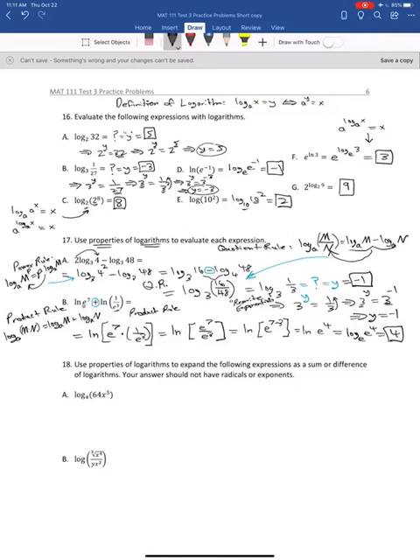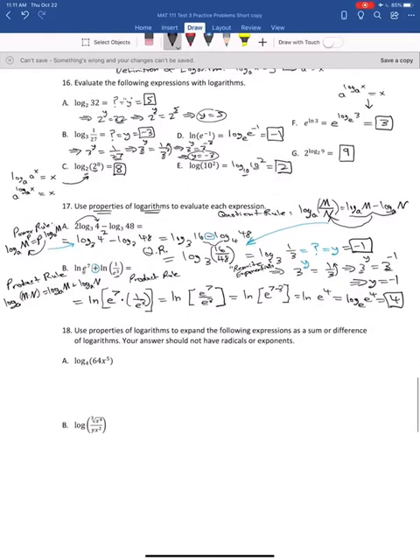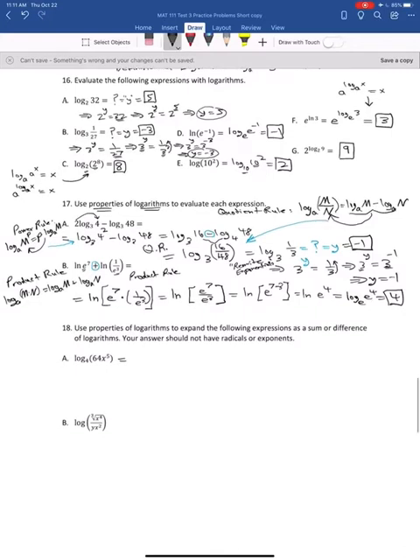Let's go ahead and look at using the product, power, and quotient rule in these next two examples. Log base 4 of 64 times x to the 5th power. It wants us to expand this logarithm, break it up into a sum or difference. It says you should not have any radicals or exponents in your final expression. First thing I'm going to do in this example is apply the product rule that we just went over.